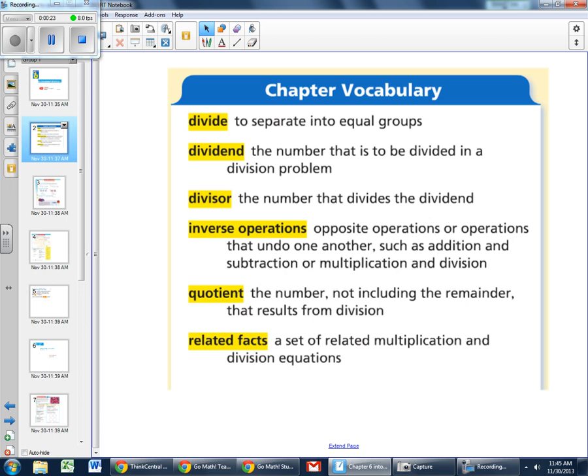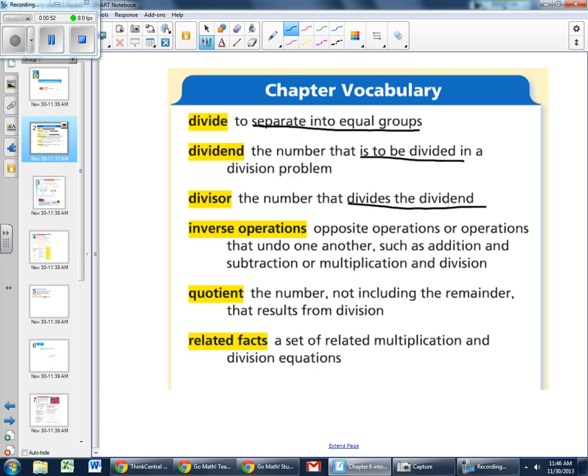you've probably heard before. The word divide means to separate into equal groups. So if you think of the word divide, if you wanted to divide some cookies, you're going to separate them into groups. Your next word is dividend, and that is the number that is to be divided in a division problem. Divisor is the number that divides the dividend.